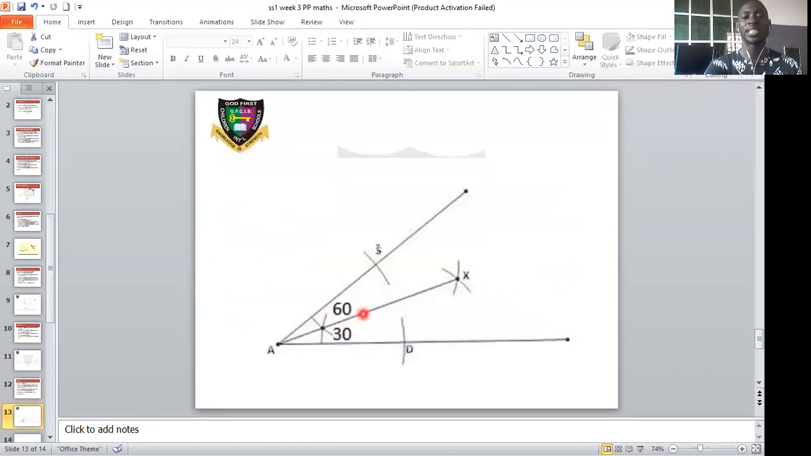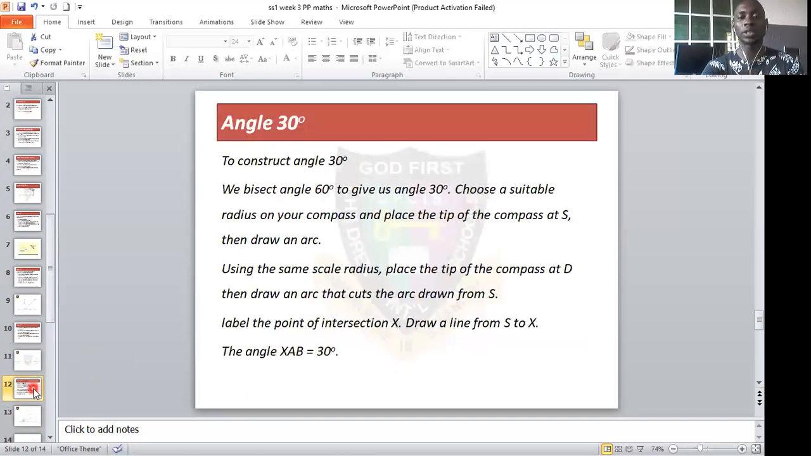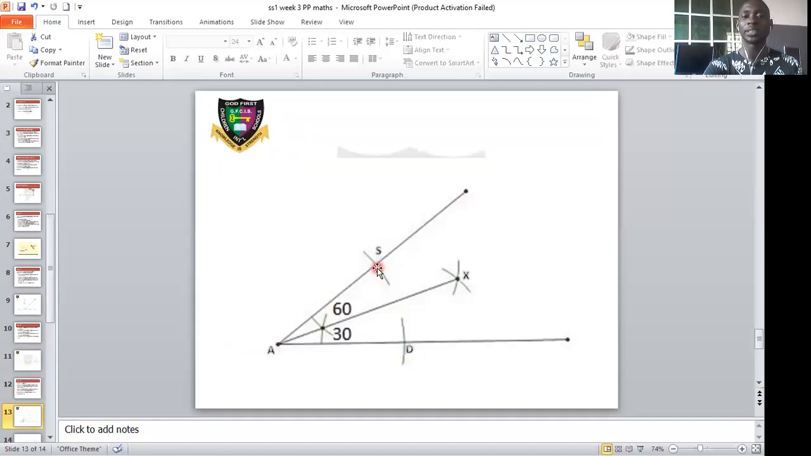So let's go. You can see this is our S, the point of intersection there, and this is our D. This is angle 60. So place your compass here. Let us follow the procedure. I'll show you again. Number one, choose a suitable radius. Place the tip of the compass at X. Place the compass at X here. Draw an arc. So if you draw an arc, you have something like this.